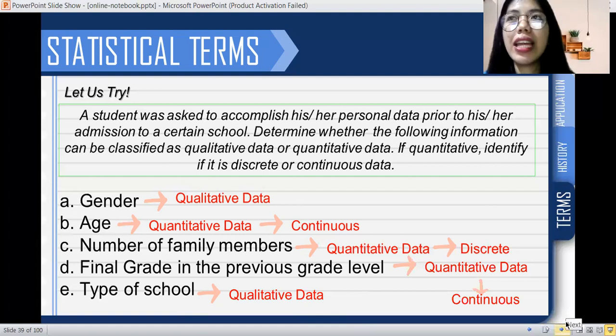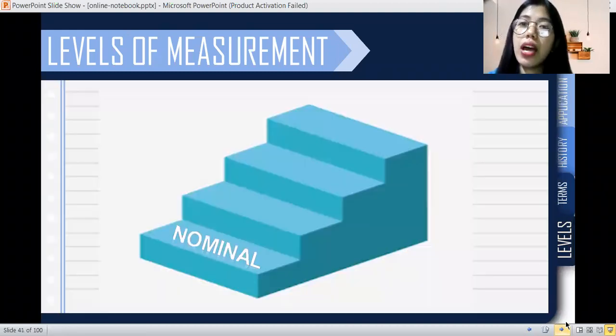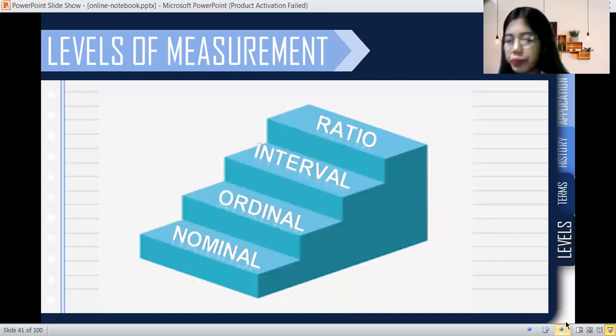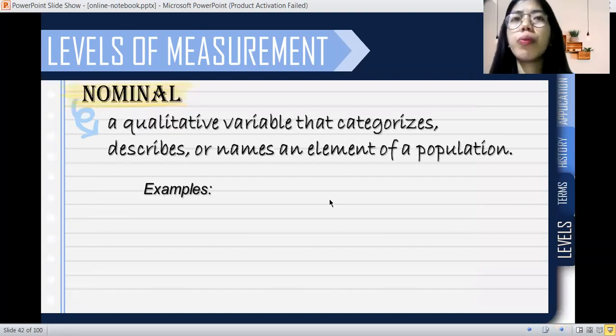I hope na naintindihan na natin yung about sa quantitative and qualitative data. And of course, the discrete and continuous data. Now, let's move naman to the levels of measurement. We have here 4 levels. We have the first, nominal, ordinal, interval, and ratio. When we are talking about nominal, it is a qualitative variable that categorizes, describes, or names an element of a population. For example, we have the gender.